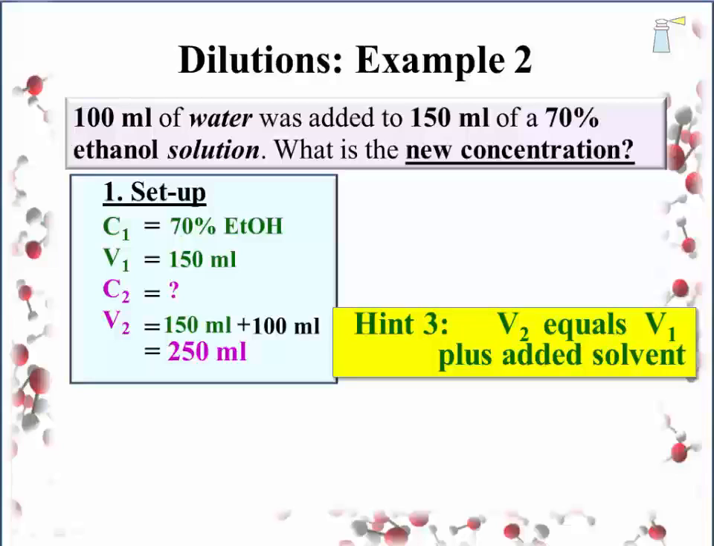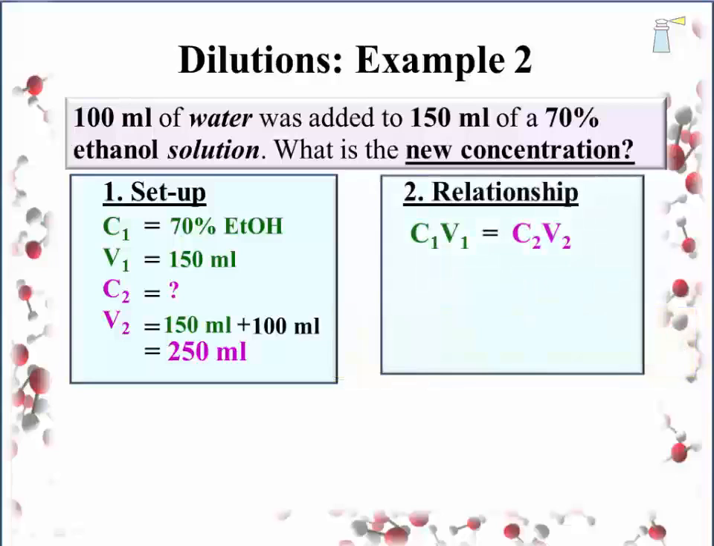Sometimes the problem will give the whole volume of V2, and sometimes its value is implied by giving V1 and the amount of additional solvent. Now we're ready for the relationship expression that connects the known and unknown values. It is of course C1V1 equals C2V2. Is the equation solved for the unknown C2?